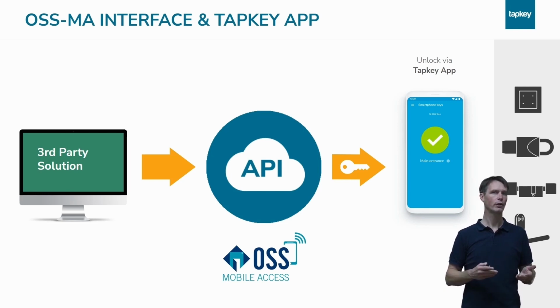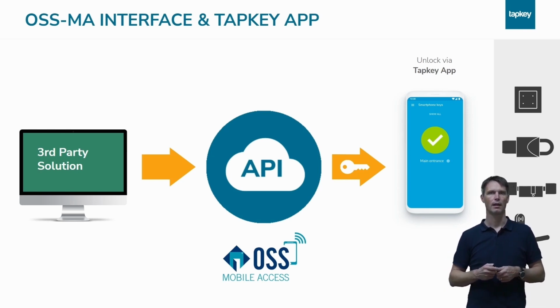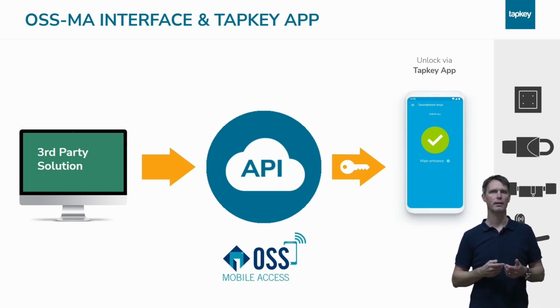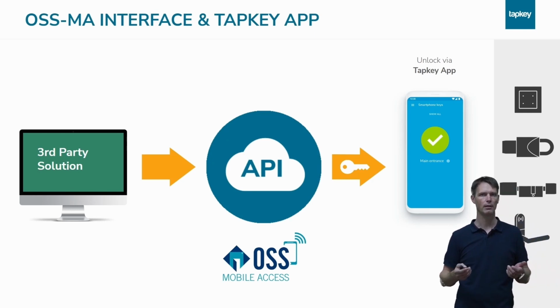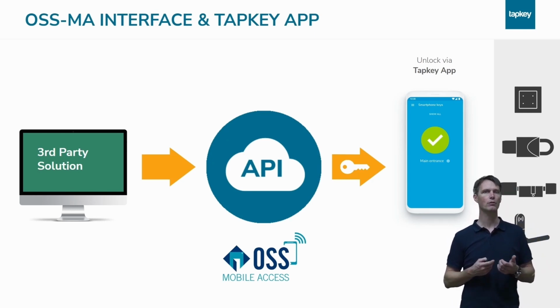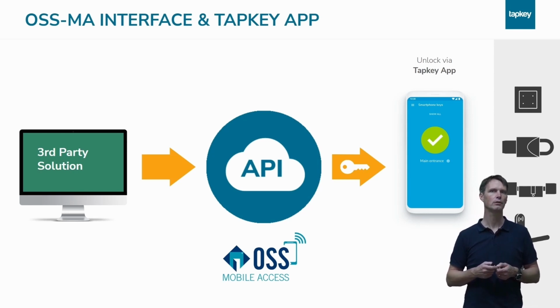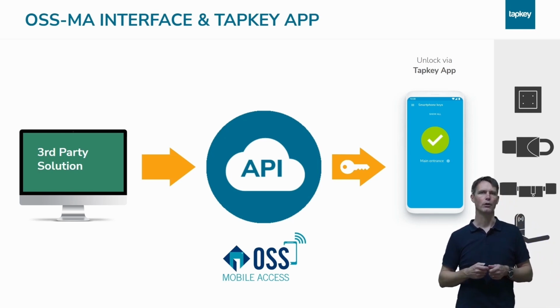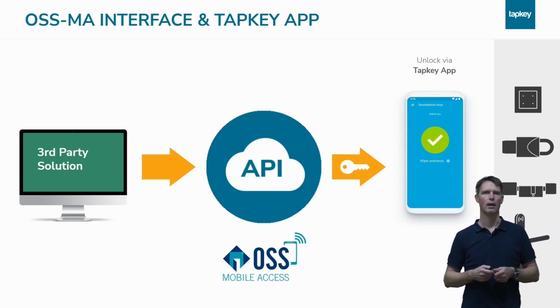You have different possibilities. And the easiest way to use these keys is the Tapkey app. The standard Tapkey app is publicly available in the Google Play Store and the Apple App Store, and it can transport OSS-specific data payload to the locking devices. However, you can always start with the Tapkey app and switch to your own branded app at a later date.